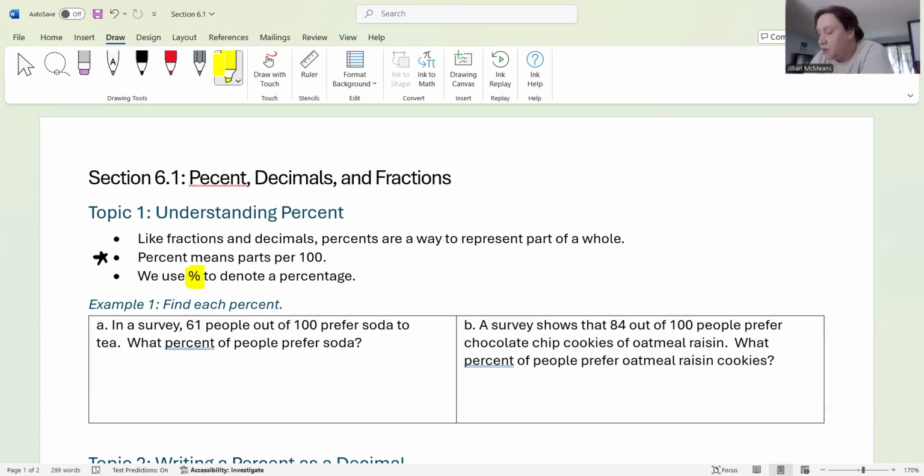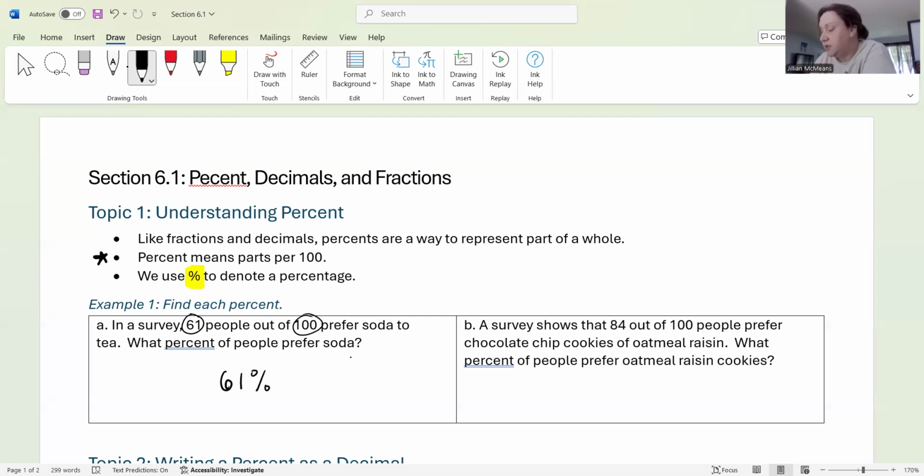So first example, it says find each percent. We're going to look at some really basic statements and indicate what the percent is. So what portion of 100 are we talking about? In a survey, 61 people out of 100 prefer soda to tea. What percent of people prefer soda? Well, we know 61 out of 100 surveyed prefer soda over tea. So this is really simple. It's 61%. And it's truthfully that simple.